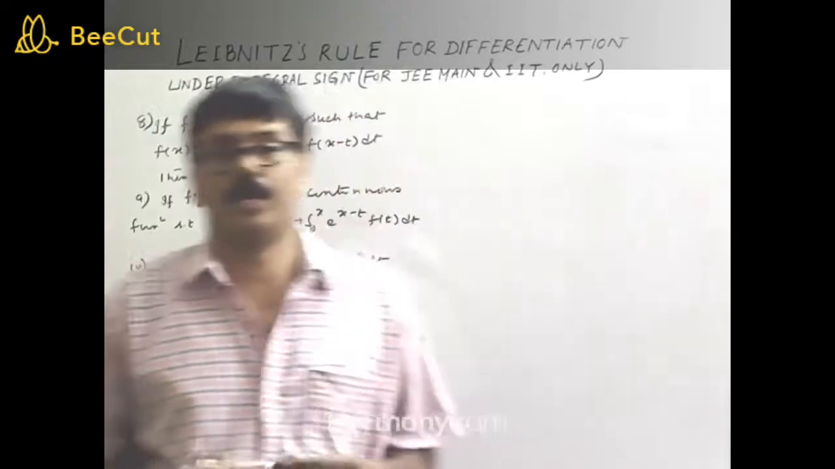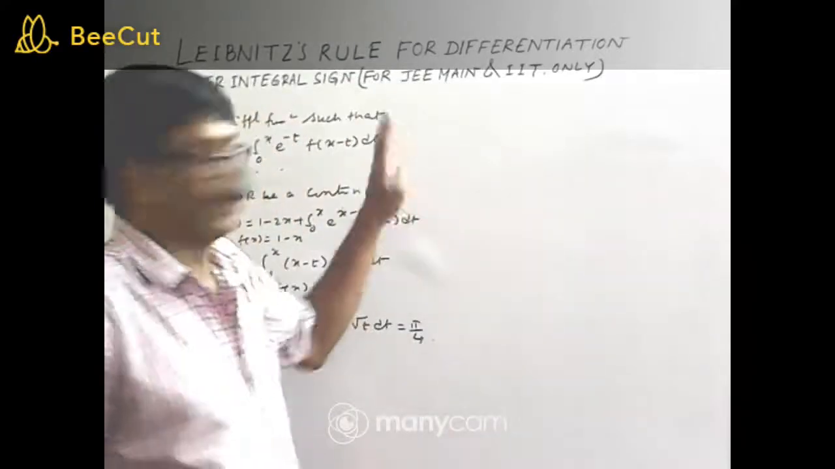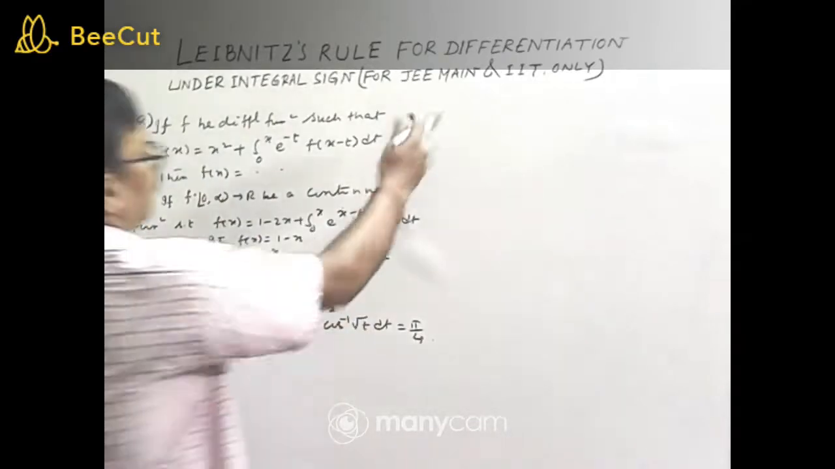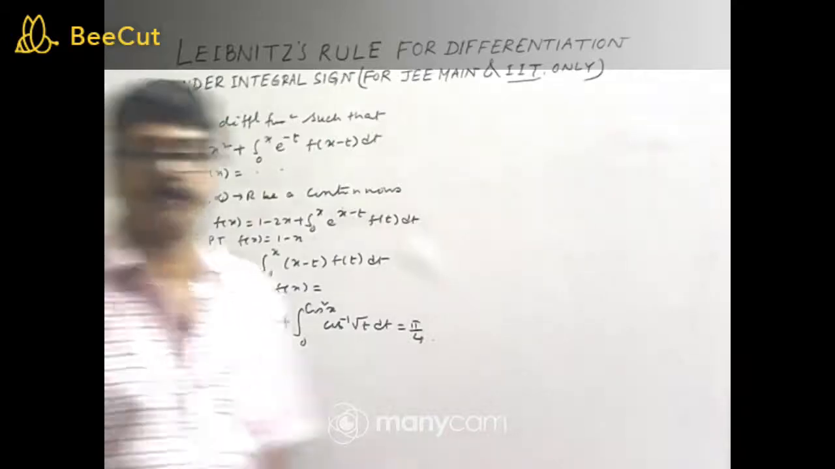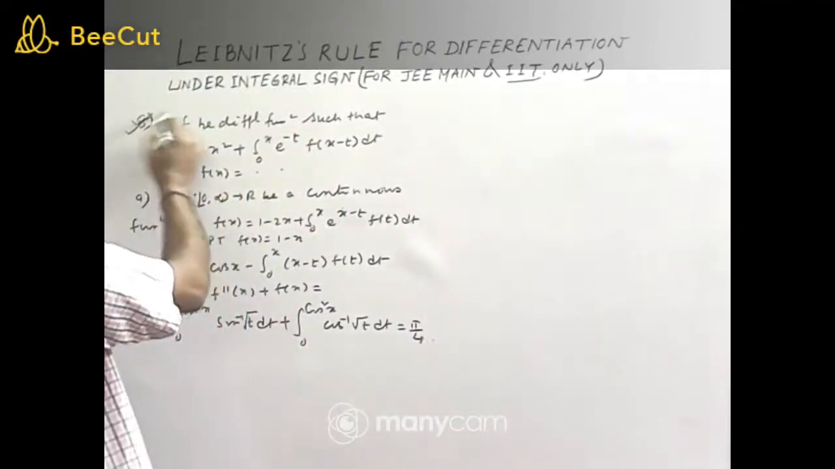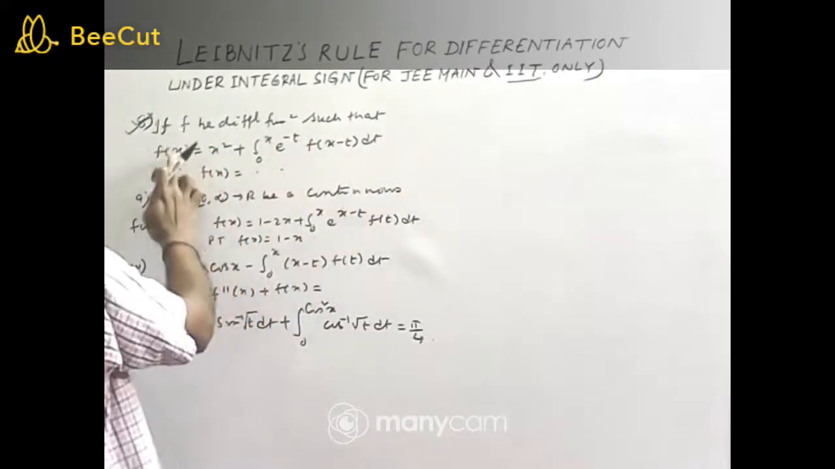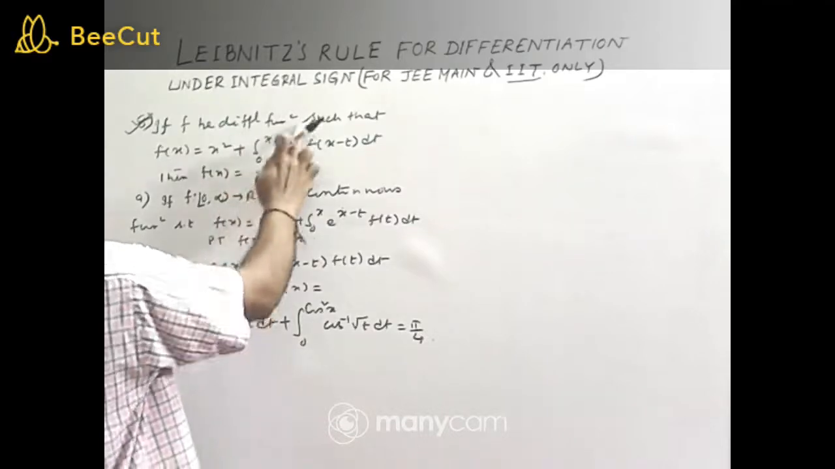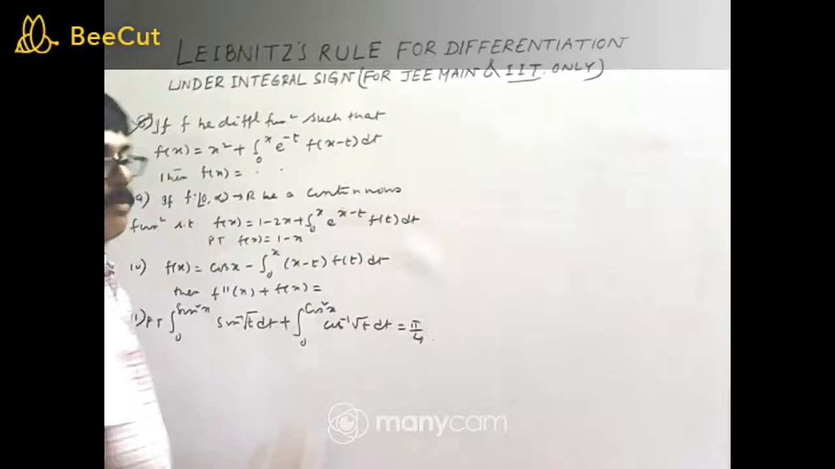Now we consider second type of problem. These are difficult ones. Look, these are problems of hierarchy. Look, problem number 8. If f(x) is a differentiable function such that f(x) equals x square plus the integral from 0 to x of e to the power minus (x minus t) f(t) dt. Find f(x).